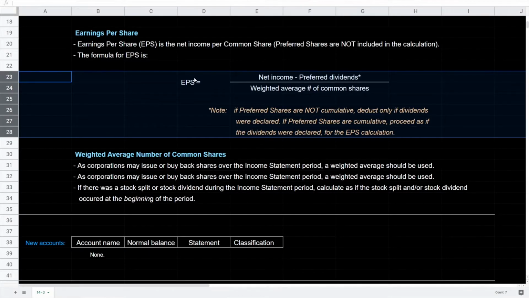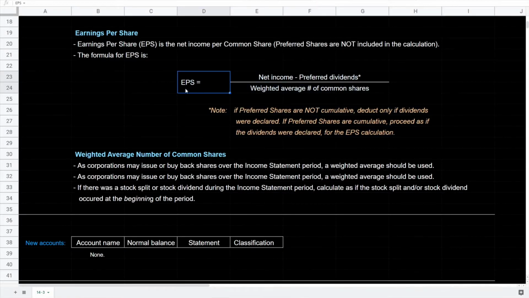So here we're looking at a formula for EPS, or earnings per share. And we can see that it is net income subtract the preferred dividends. A quick note about the preferred dividends. If the preferred shares are not cumulative, we'll deduct the dividends if they were declared. If the preferred shares are cumulative, we'll proceed as if the dividends were declared for the purposes of the earnings per share calculation. Next, what is the denominator?